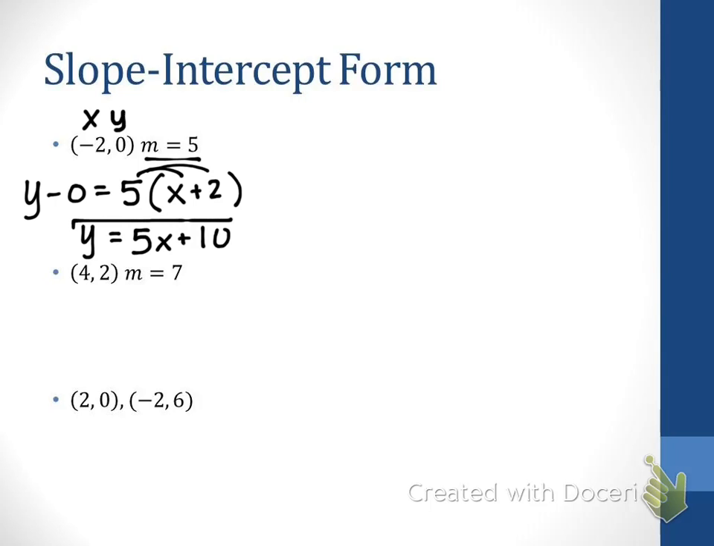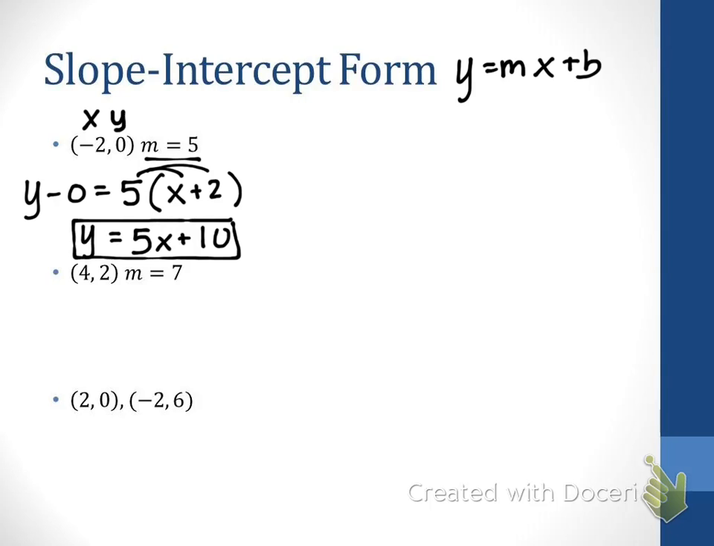What is my b? 10. Now, here's the way that I taught you back when we learned this because we did not know point-slope. What I taught you was, since we don't have a b, I need to use slope-intercept form, y equals mx plus b, and plug in what I know to solve for b.